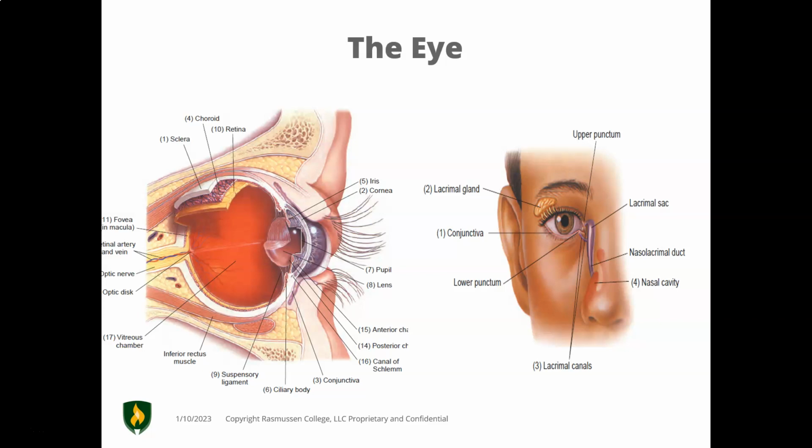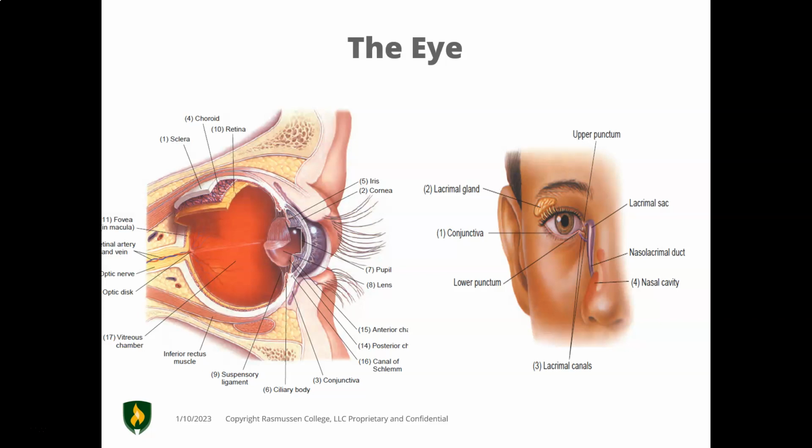The second tunic or layer is the vascular tunic. This is the middle layer of the eyeball, and it is also known as the uvea. This consists of the choroid, iris, and ciliary body. The choroid provides the blood supply for the entire eye. The iris is the colored contractile membrane with a perforated center called the pupil. And the ciliary body is the circular muscle that produces aqueous humor.